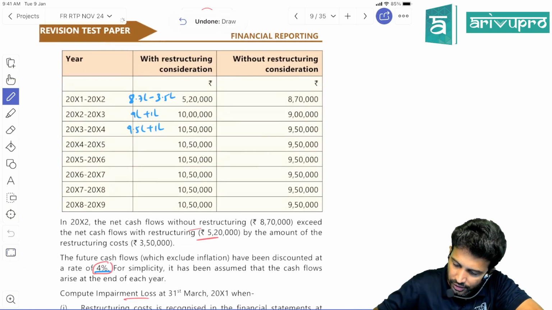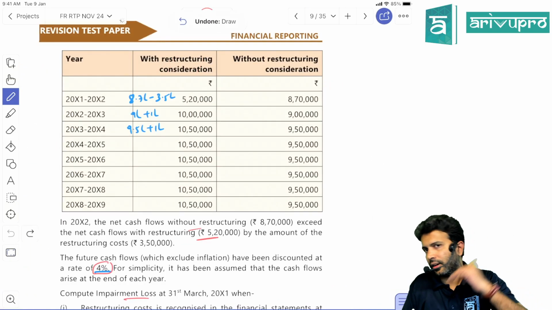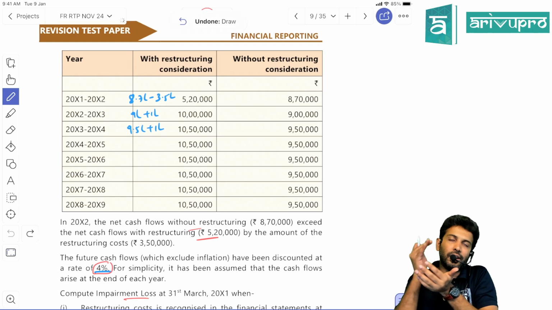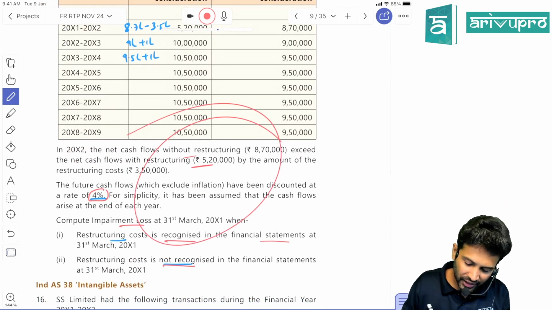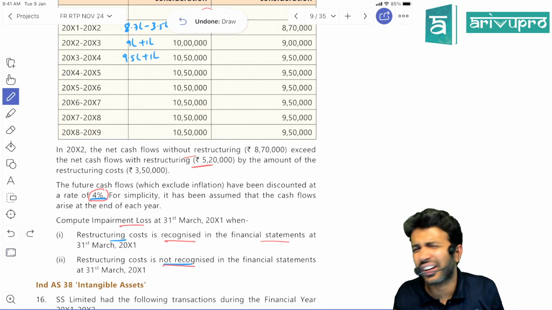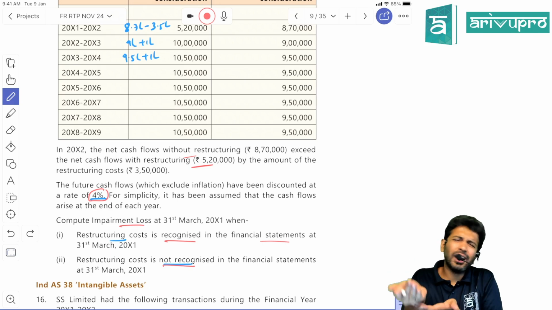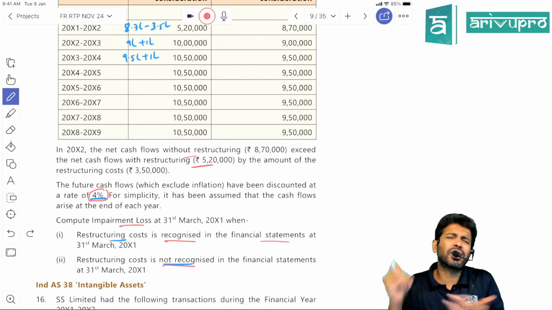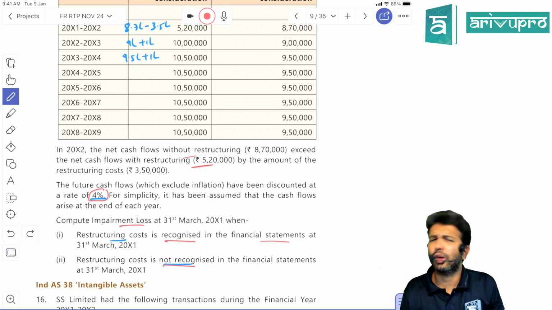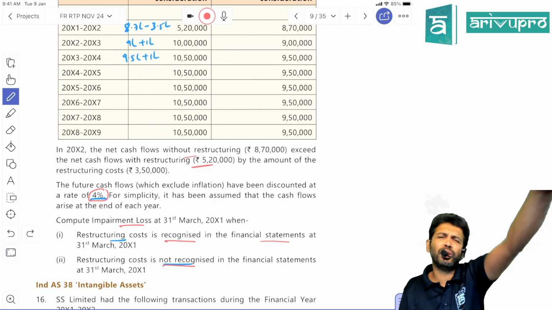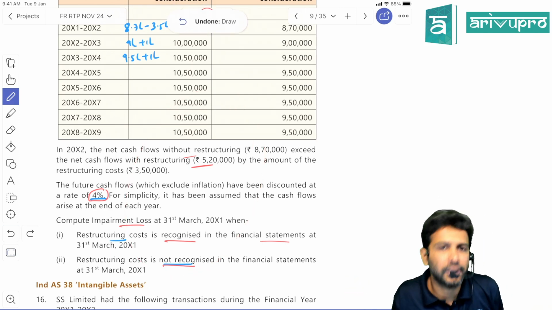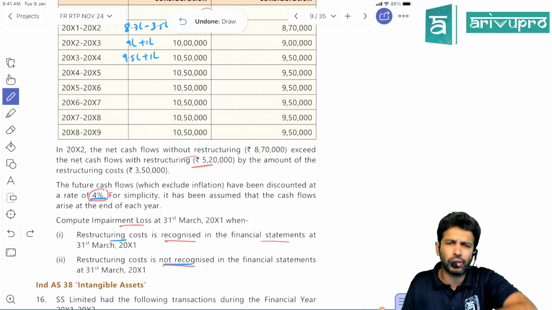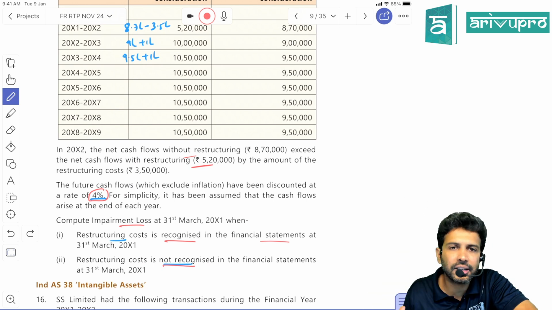So with restructuring, which is this. For impairment loss, we need the carrying amount and the recoverable amount. Here, the fair value less cost to sell data is not given, so only value in use data is given. They're still asking you to compute impairment loss. That means what will we assume? Value in use itself we will assume as the recoverable amount, because of the absence of data in the question. What can we do? It's not given, so we'll ignore that.